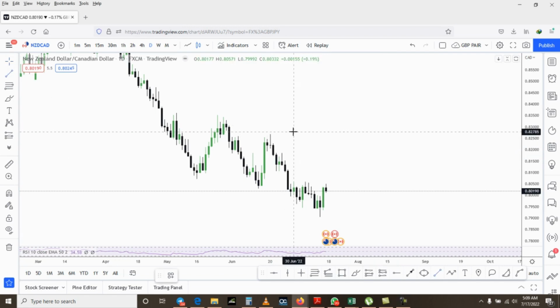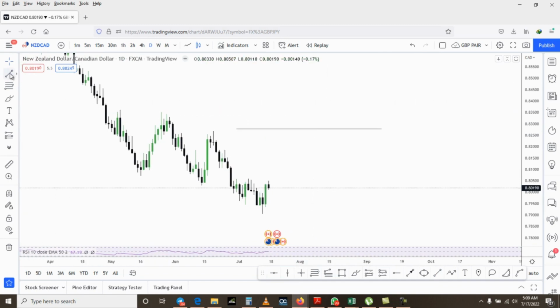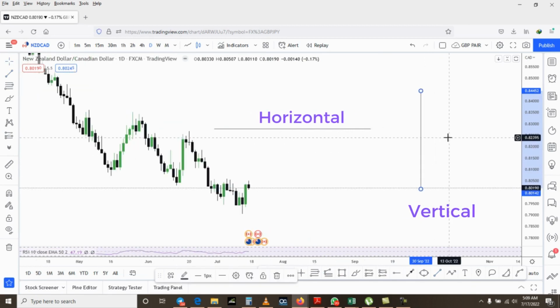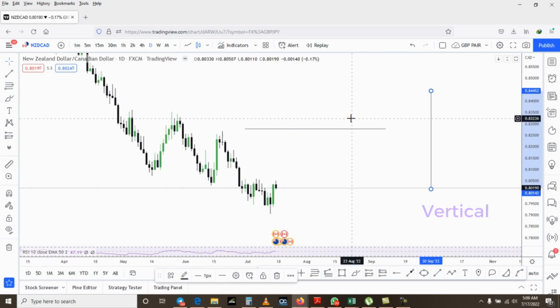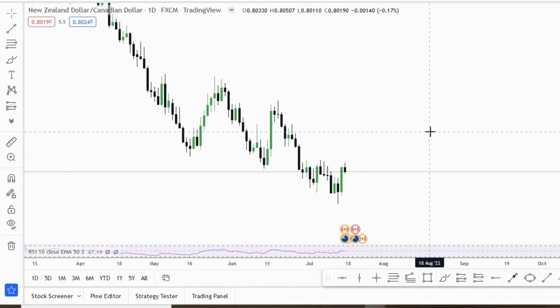Don't say horizontal, a line that goes like this. This is horizontal, and this is vertical. Of course, just refreshing your primary school geometry. So now, trend lines are diagonal lines, or you can call them slanted lines, that are drawn on charts to identify areas of support and resistance.